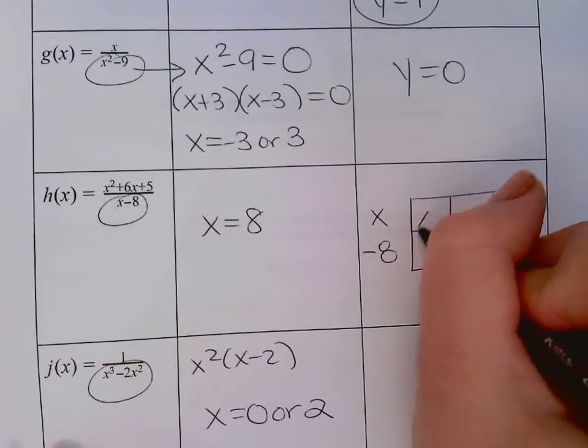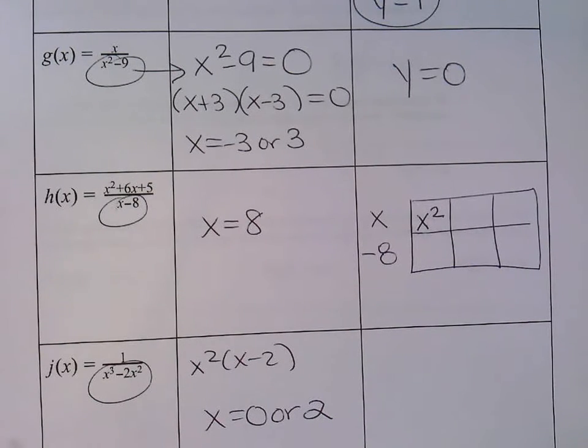So I'll get you started. Put your x squared there. See if you can do division to find your slant asymptote. I'll put it up in a minute anyway to help you.